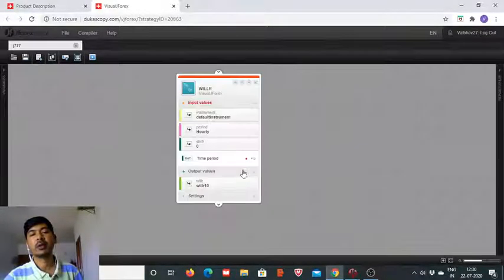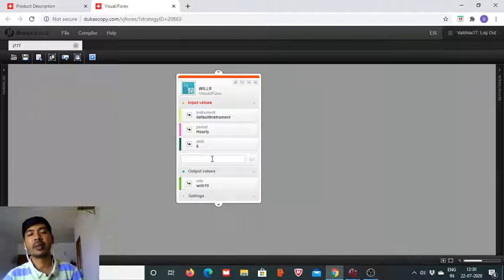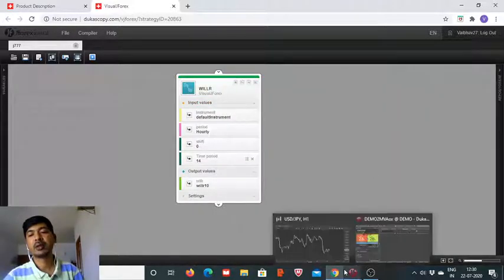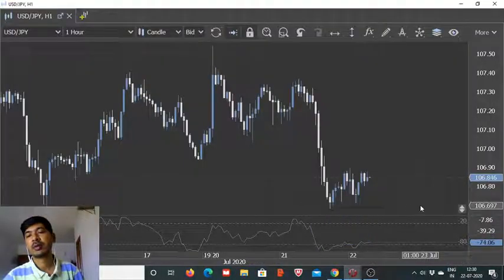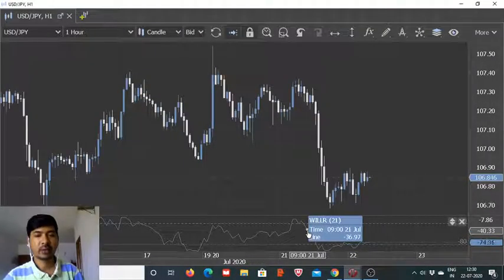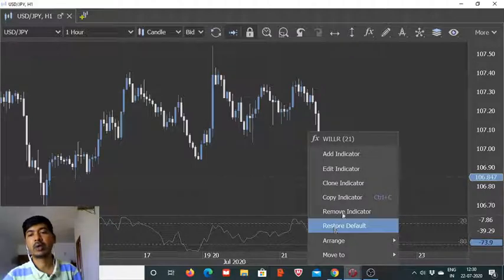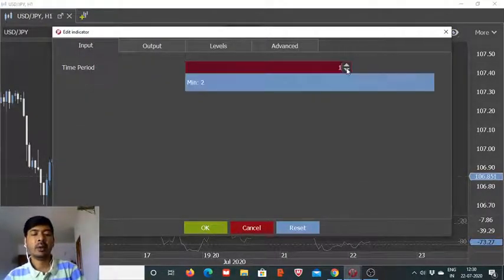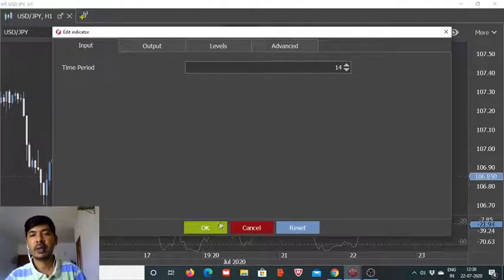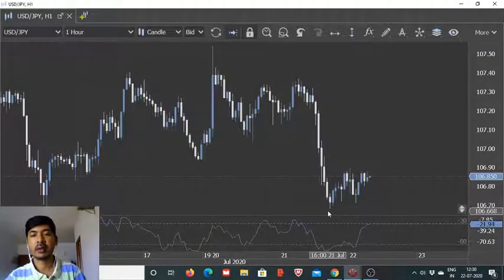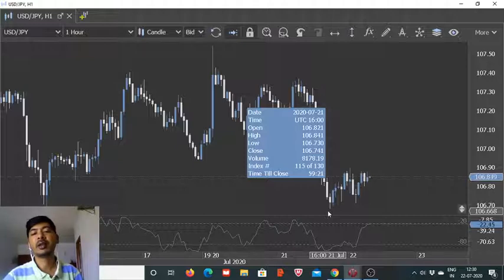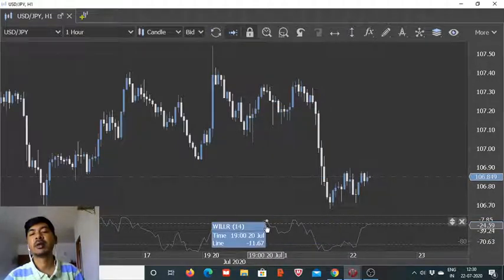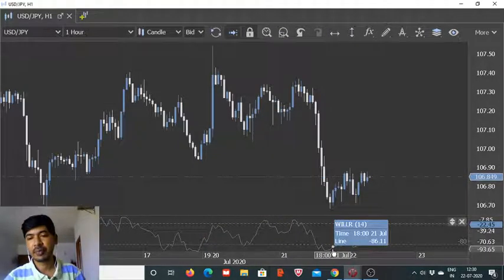Now let us restore it back to the default time period, and here it is. This one also we change back to what it was, and here we have a formation which is slightly different from the prior formation, as you can notice here.